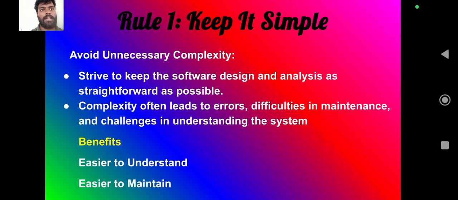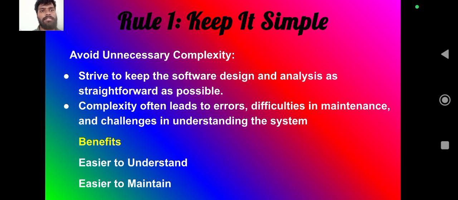Let us see rule 1, that is, keep it simple. That is, avoid unnecessary complexity. Try to keep the software design and analysis as straightforward as possible. The meaning of the statement is we need to keep the software design or product simple so that it can be easily understandable by the users and software engineers also. Complexity often leads to errors, difficulty in maintenance, and challenges in understanding the system.